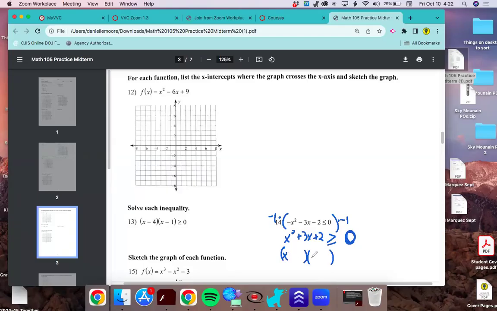Now we can just say, okay, x times x, things that multiply to the 2 that add up to 3 is like a 2 times 1, I think. And then we're looking for what makes this thing greater than 0. Now we can do it kind of like we did the last one.